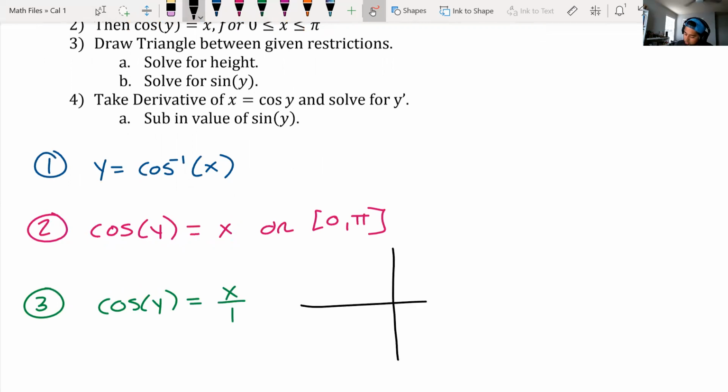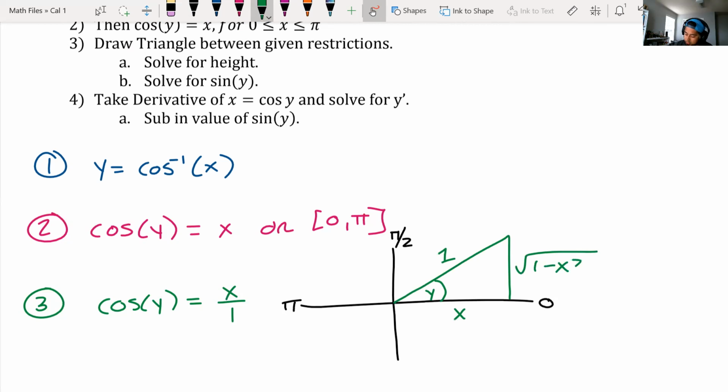And when I make this triangle, remember that the inverse cosine lives from 0 to pi. So 0, pi, there's pi over 2. And since cosine is equal to x over 1, which is positive, this means again we'll be in quadrant 1. So here's my angle of y. And now cosine puts adjacent over hypotenuse. So you'll get a base of x, a hypotenuse of 1, and by Pythagorean theorem, the height is going to be square root 1 minus x squared.